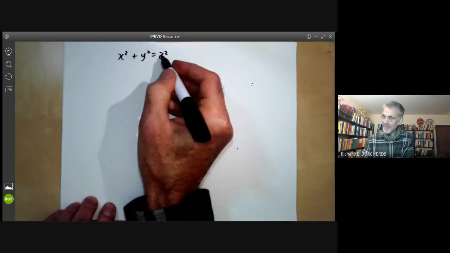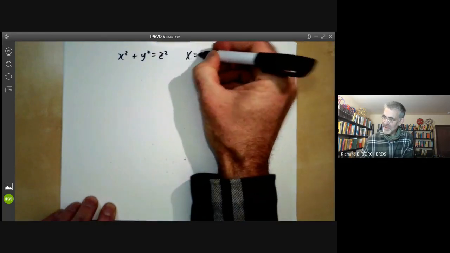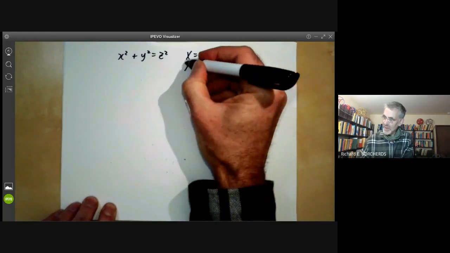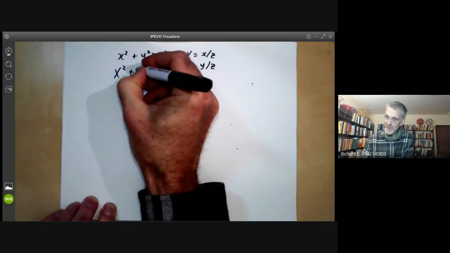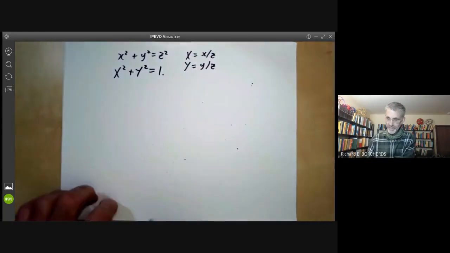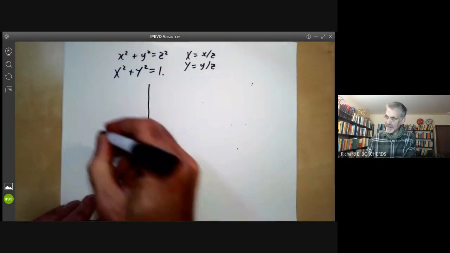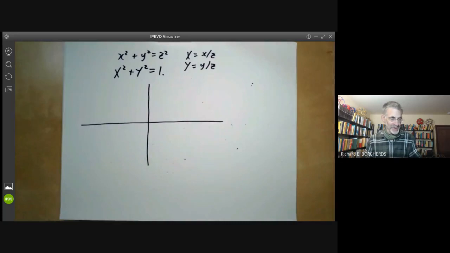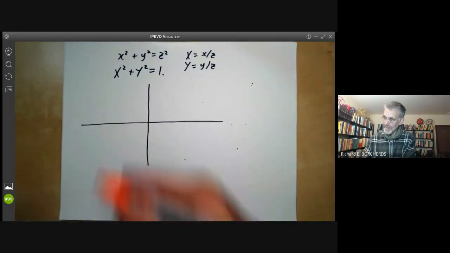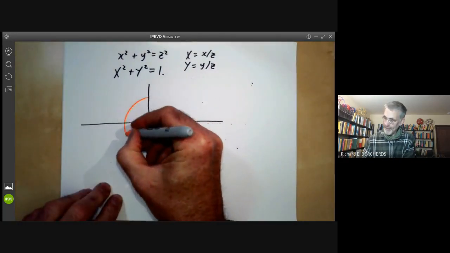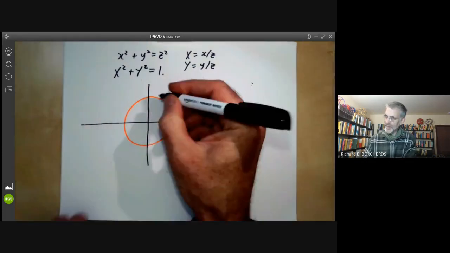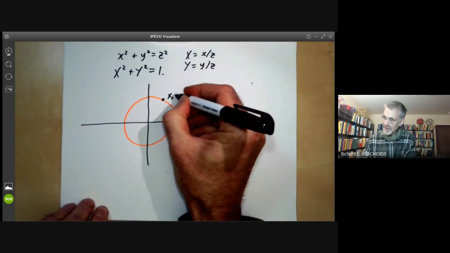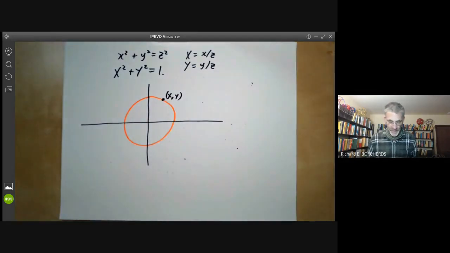And we can divide it by z squared. So if I put x equals x over z, y equals y over z, then this equation becomes x squared plus y squared equals 1. And you can recognize this as the equation of a circle. So what we're trying to do is to find points on the circle with rational coordinates. So how can we find those systematically?